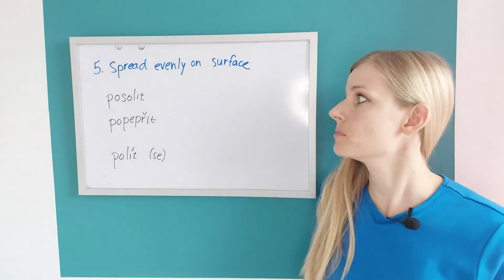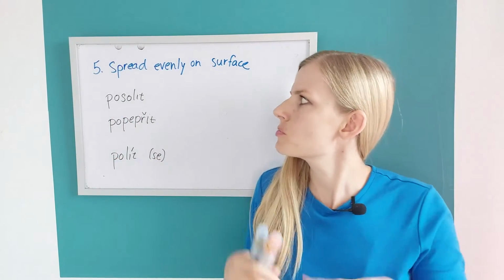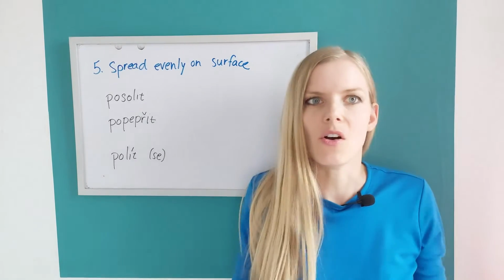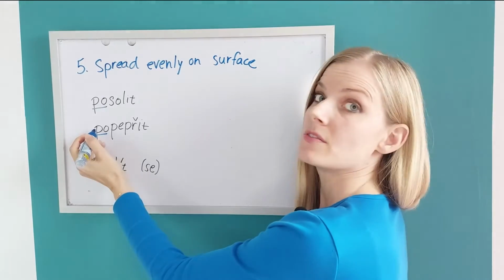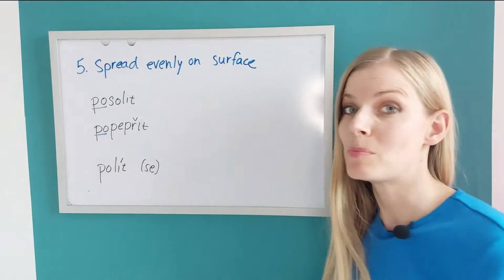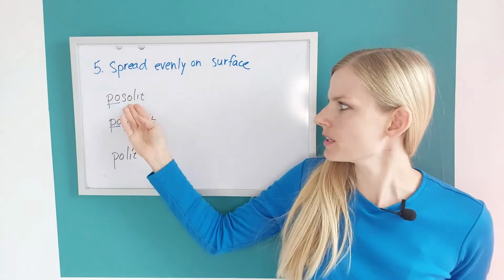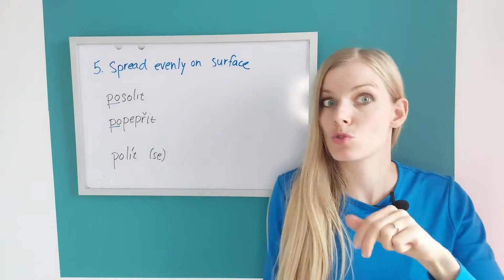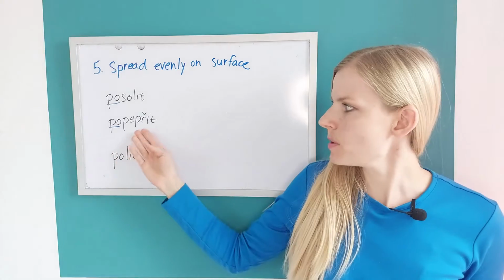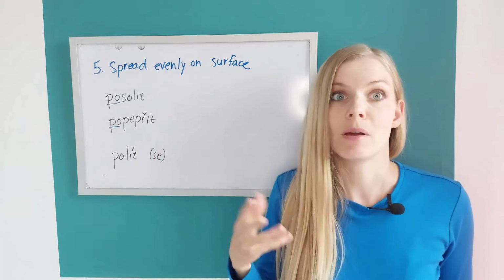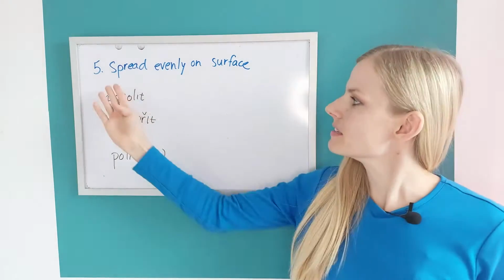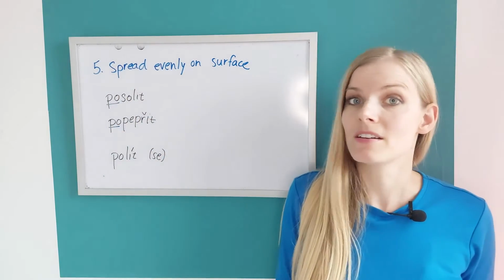Po in front of the verb can also mean that we spread something evenly on the surface. For example, these verbs posolit a popepřit, they are related to cooking, to seasoning. Posolit comes from solit, which means to salt something, to add salt. Popepřit comes from pepper, to season with pepper. And these are their perfective variants.